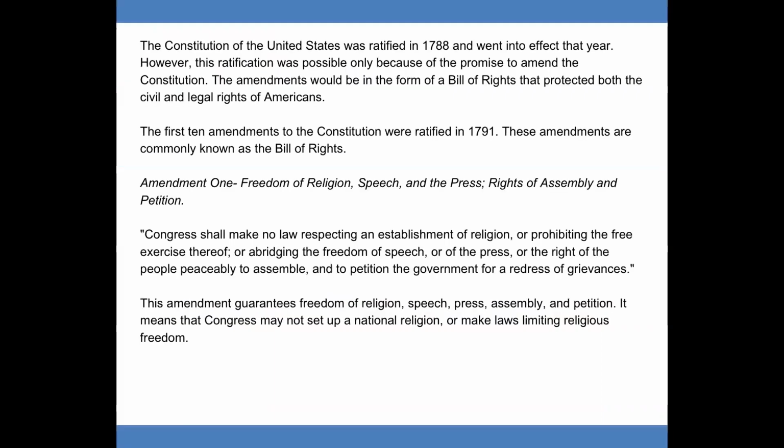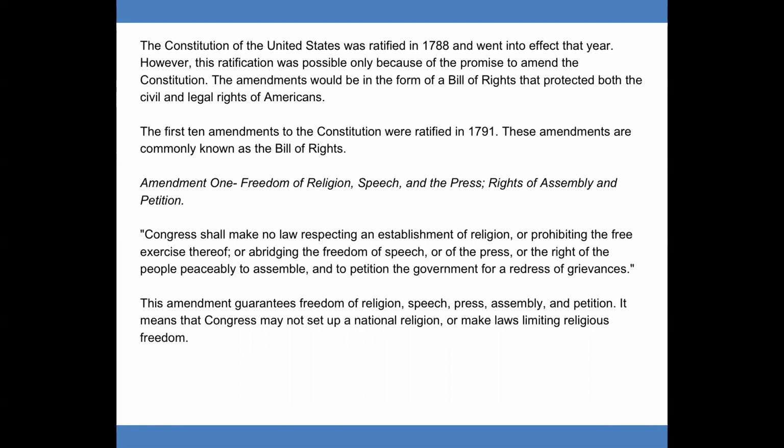The Constitution of the United States was ratified in 1788 and went into effect that year. However, this ratification was possible only because of the promise to amend the Constitution. The amendments would be in the form of a Bill of Rights that protected both the civil and legal rights of Americans. The first 10 amendments to the Constitution were ratified in 1791. These amendments are commonly known as the Bill of Rights.